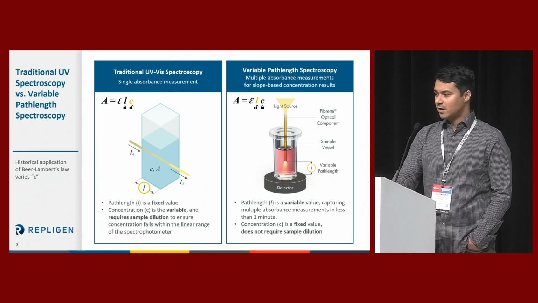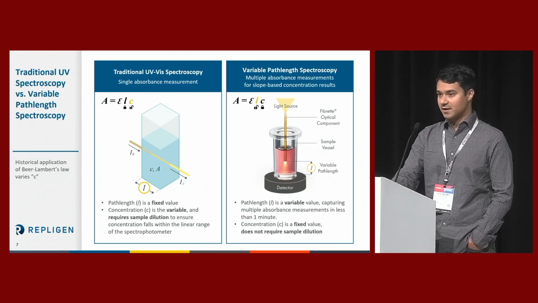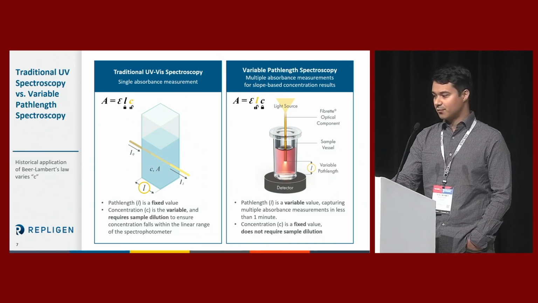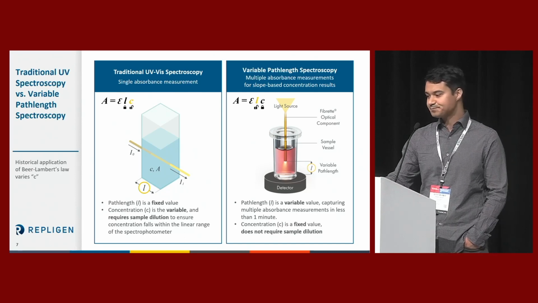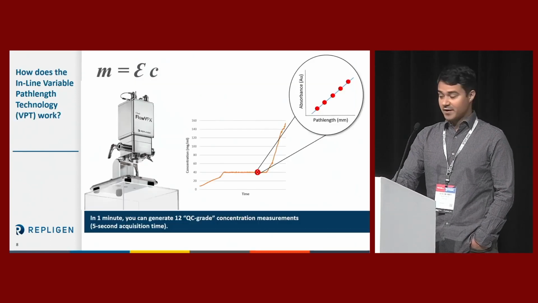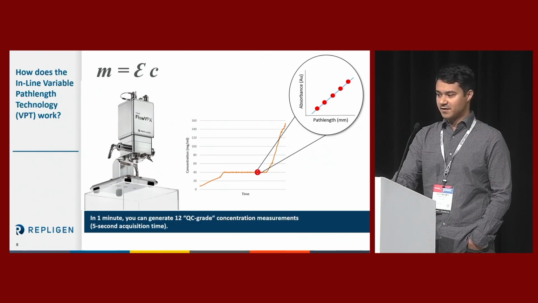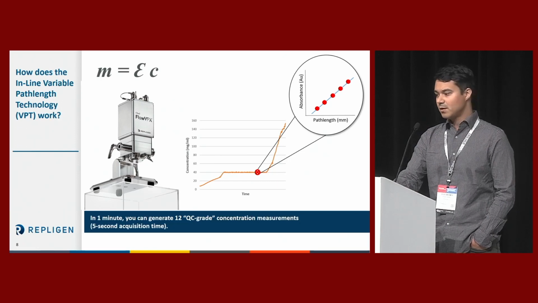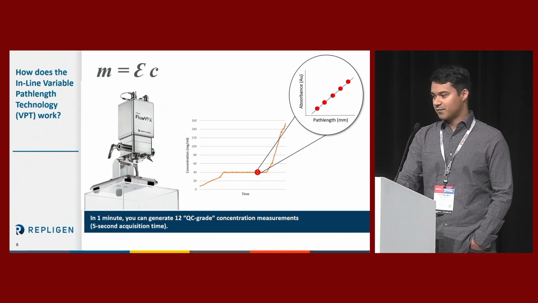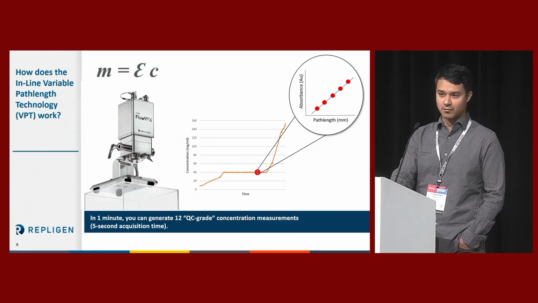So therefore, before you even take a measurement, you're already affecting and adding variability to your process or to your measurement. However, with variable path length spectroscopy, the path length becomes a variable. So you're actually able to now change the path length, and the need for dilution goes away. So without dilution, this technology can actually be put in line, and these absorbance measurements can be taken at those various path lengths continuously. This allows for robust processing and continuous monitoring throughout the entire process.